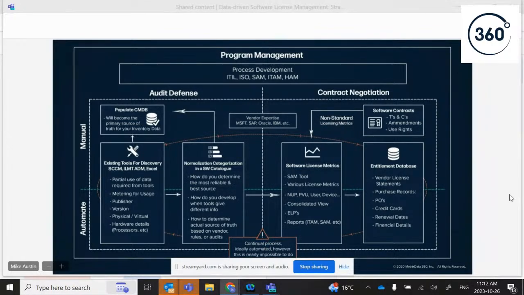And so everything really starts in this bottom left-hand corner, right? It starts with discovery. Now I put existing tools because I'm going to walk you through the process of going from level 1 to level 4 in software asset management. Level 4 is if you can do everything that I'm about to talk about in this slide today. Level 1 is where you're in complete chaos.